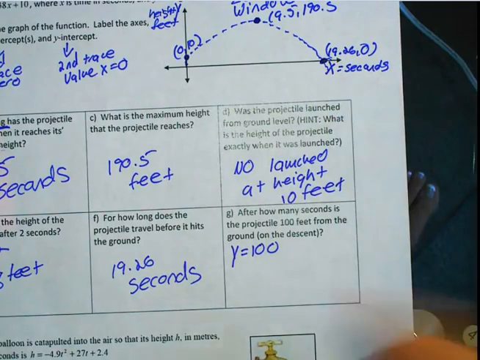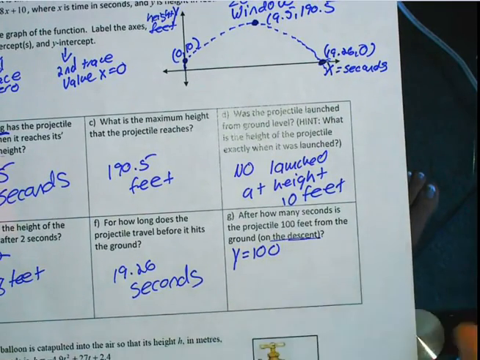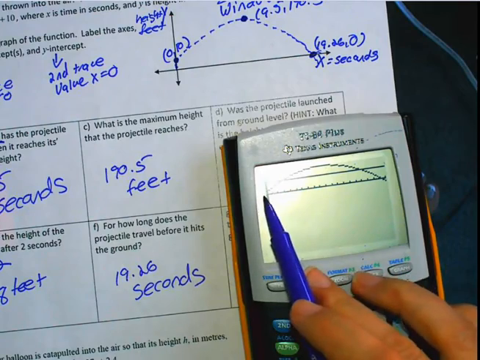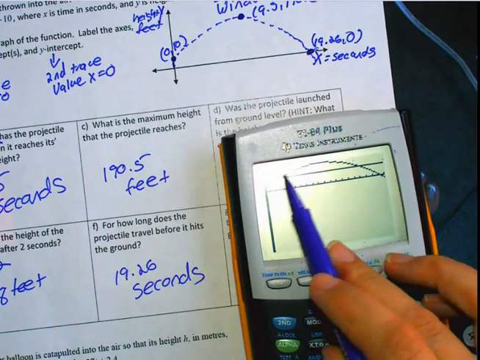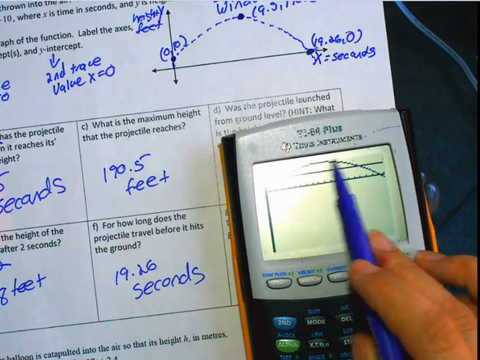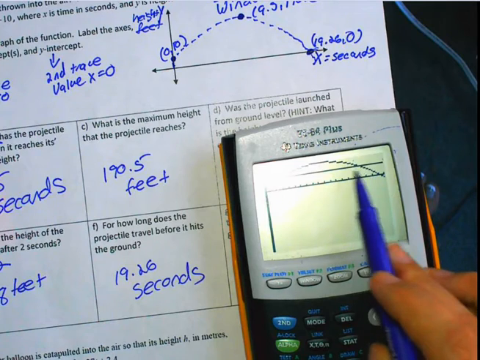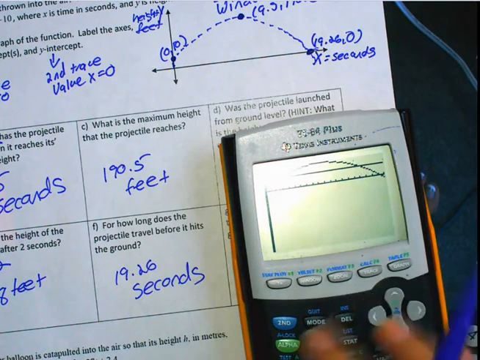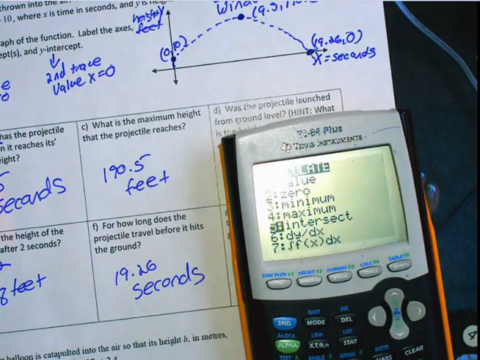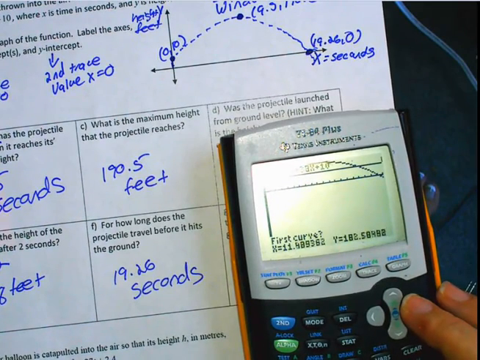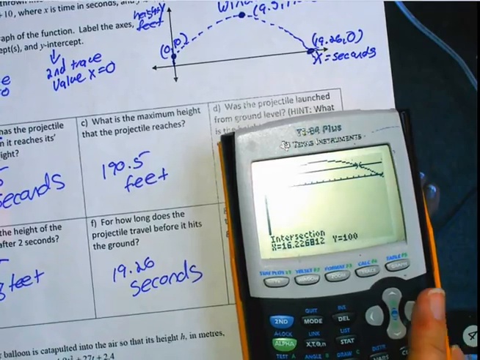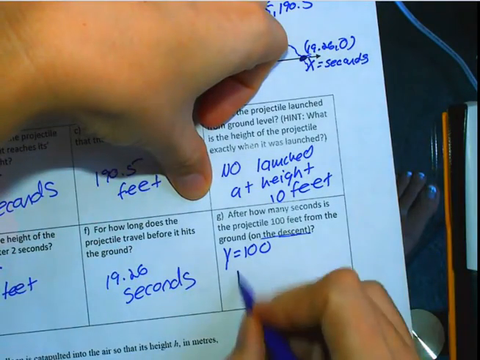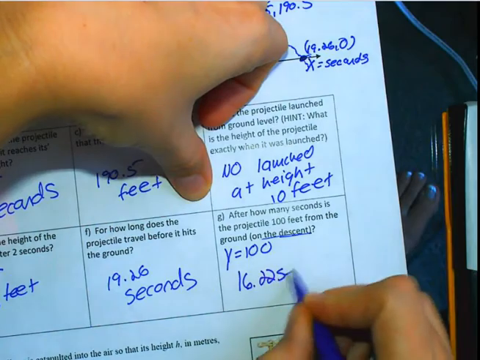And then this particular question says on the descent. So if you think about that, this is over time, it's traveling, it's ascending. Ascending means going up here, so we don't want to look at that intersection. It reaches its maximum height and then starts to go down, which is descent. So I want to look at this intersection right here. So second trace, intersect. Remember, you want to move over to that intersection. Enter, enter, enter. So that would be 16.22 seconds.